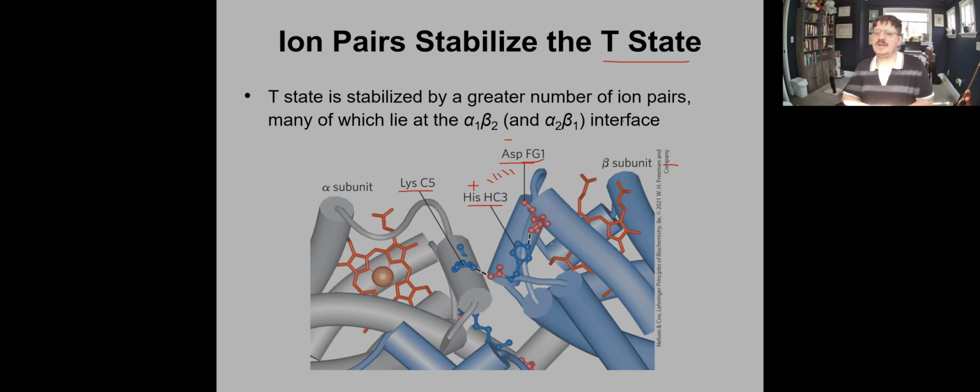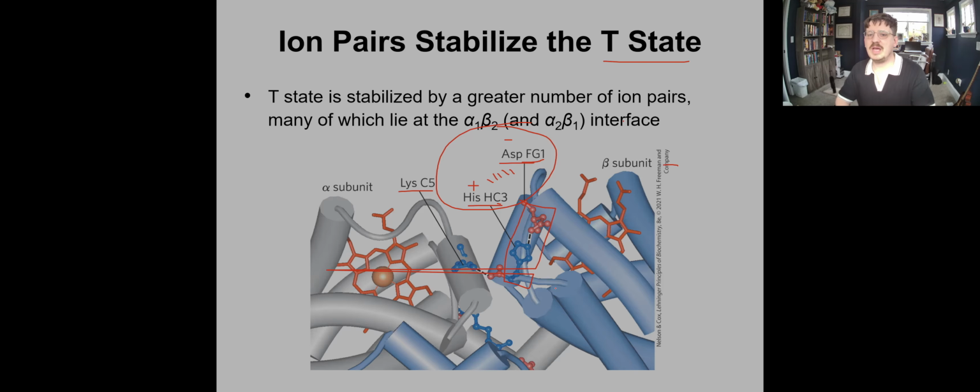Remember, Fg1 is referring to the loop in between F and G, and the histidine, Hc3, is talking about amino acid 3 on the helix C of the protein, and we have this interaction between them. But because it's an ionic interaction like this, it's dependent on protonation state, and protonation state is dependent upon pH. So that's going to become more apparent as we look on.